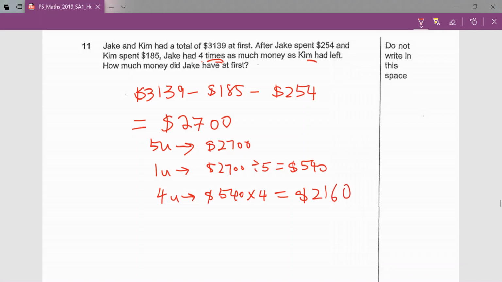That is 2160. 2160 plus how much he spent? 254. That'd be 2414. Answer is 2414.